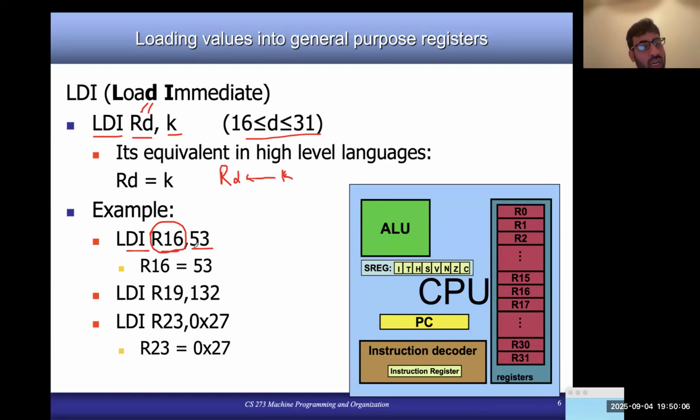Since we are not specifying any symbol, it means that 53 is a decimal value, right? And here we are saying put the value of 132 in register R19, and again this is a decimal value. And in the next instruction, we are saying put the value of 0x27, hexadecimal 27, in register R23.